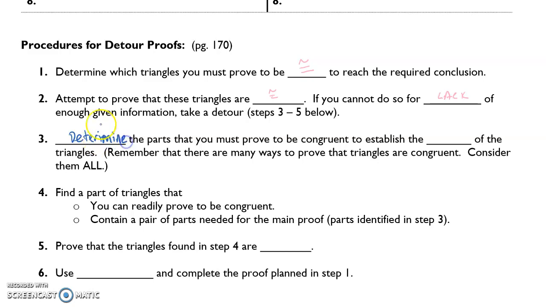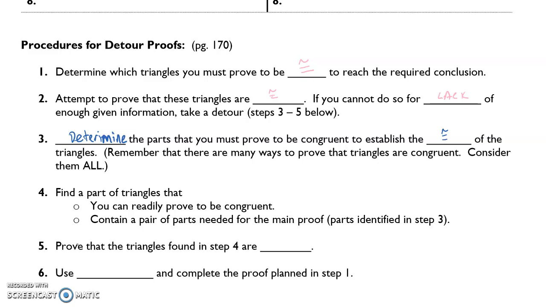Determine which parts I must prove to be congruent to establish the congruence of my triangles. So which are my three sides or angles that I'm going to use? Consider all of them. I might need sides, I might need angles, I might need a combination. And then find the triangles that are going to give me what I need.